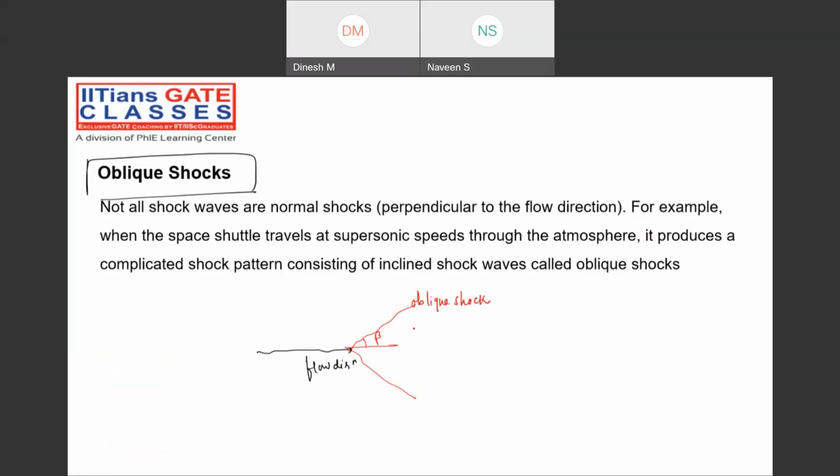Whenever an oblique shock happens, the flow has to be supersonic before, but after that, the flow can be subsonic or it can be supersonic. Understanding my point? Unlike what we saw in the normal shock, where the flow has to be converted from supersonic to subsonic, here the flow can be subsonic and what? It can be supersonic flow also. So please note down, very, very important.